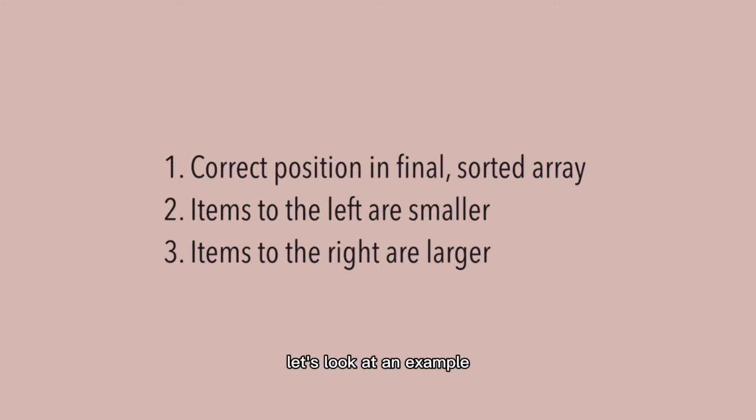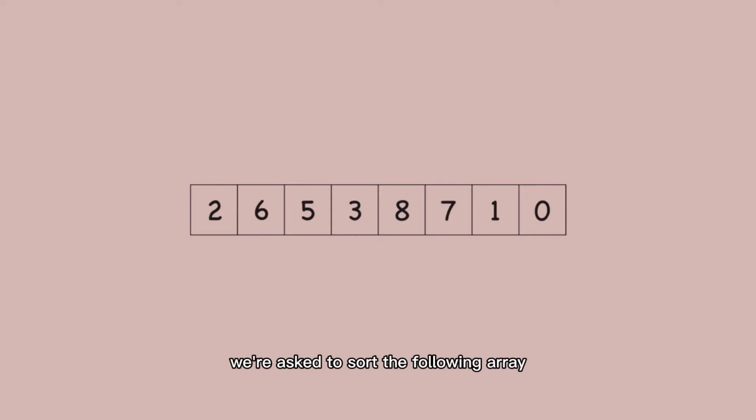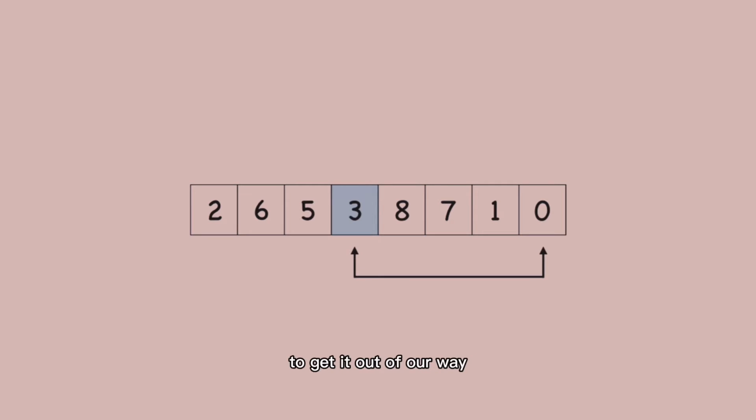Let's look at an example. We're asked to sort the following array. Let's choose a pivot. I'll explain the best way to do this later, but for now, let's just choose 3. First, we move the pivot to the end of the array to get it out of our way.